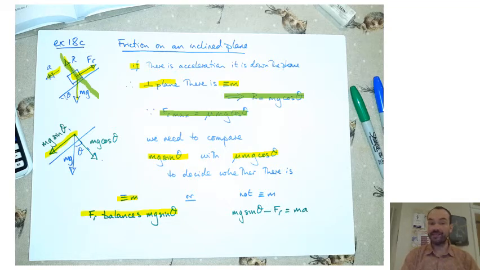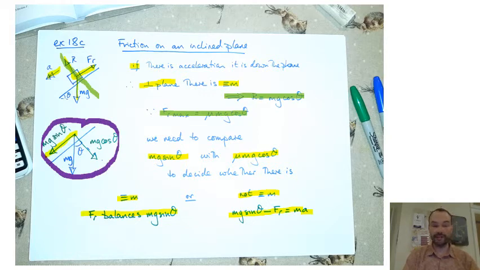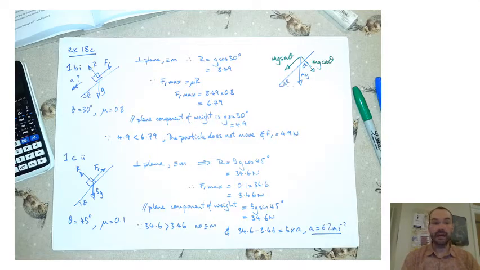Right, if friction is less than mg sine theta, there isn't equilibrium, so it is accelerating, and we can apply Newton's second law. Now, the most important diagram on this slide is this one here, how we get the components of the weight parallel and perpendicular to the plane. Okay, 18C, I picked a couple of ones from question 1. So if you want to read them, I've picked 1B1 and I've picked 1C2. So you may want to familiarise yourself with those questions.